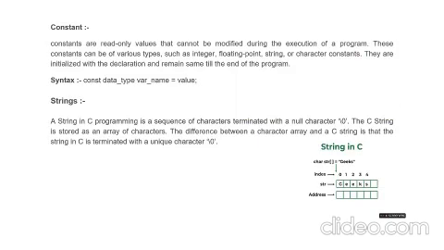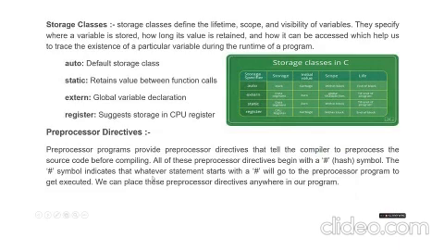Constant. Constants are read-only values that cannot be modified during the execution of the program. This is the way of declaring a constant. Strings. A string in C programming is a sequence of characters terminated with a null character. This is the way of declaring a string. Storage classes. Storage classes define the lifetime, scope, and visibility of variables. These are the four types of storage classes: auto, static, extern, register. Here we mention in a table the storage, initial value, scope, and lifetime.